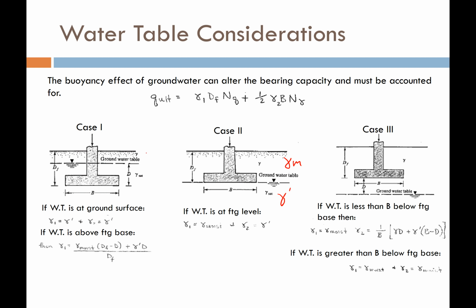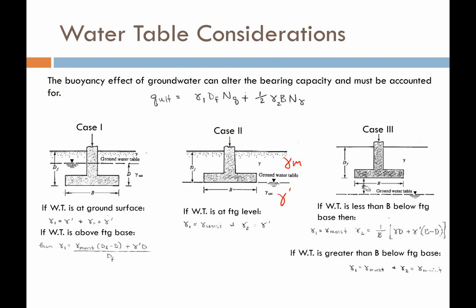Okay, case number 3, what if my water table is below the bottom of my footing? Well, if the water table falls somewhere between the bottom of my footing and a distance of, I'm going to say, B below the bottom of my footing, if the water table is somewhere in that distance, then I have to do another weighted average, but this time for my unit weight below the bottom of my footing.